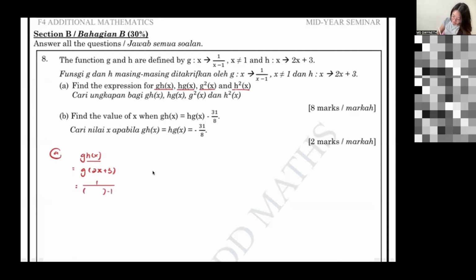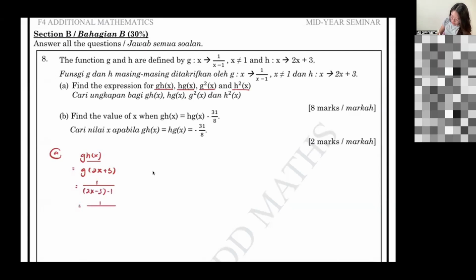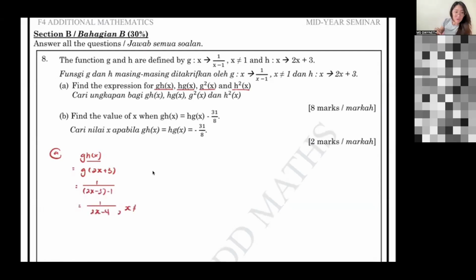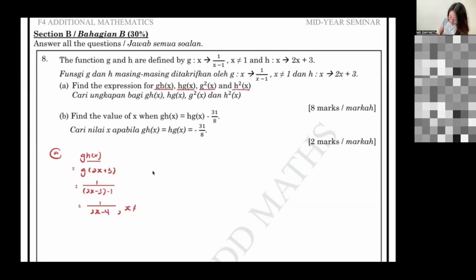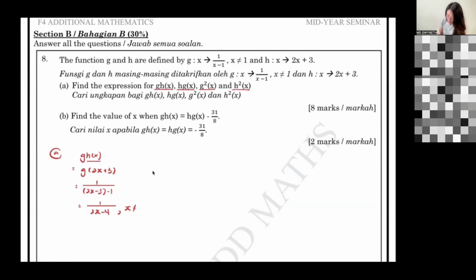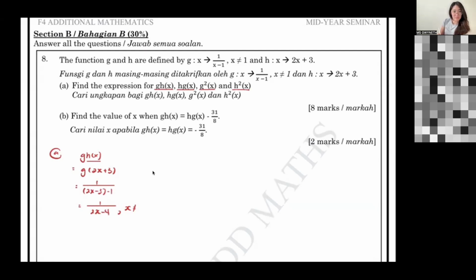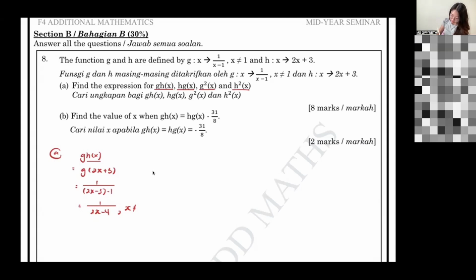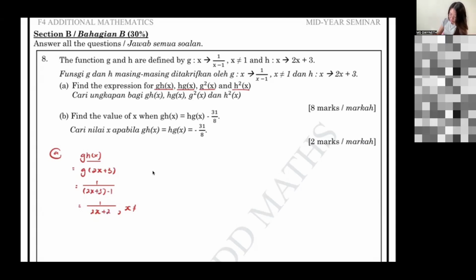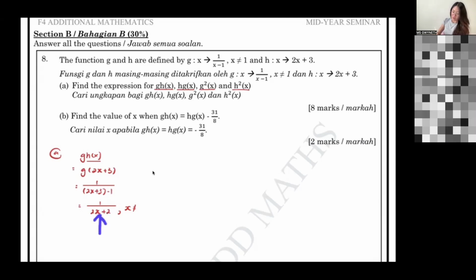So 2x plus 3 minus 1 equals 1 over 2x plus 2. Okay, now see your question over here, right? You have an x at the denominator side. This is plus 3, so this one will be plus 2. So you have to clarify what x cannot be. What x cannot be?